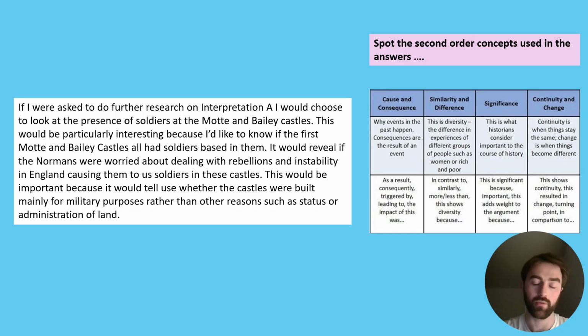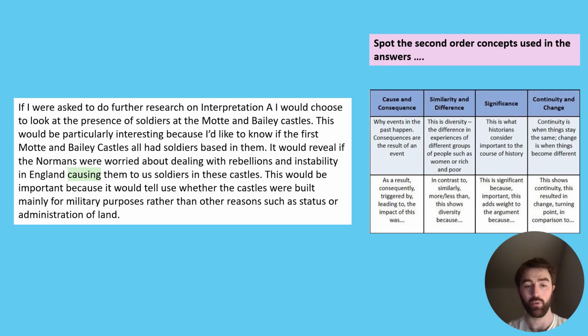If I were asked to do further research on interpretation A, I would choose to look at the presence of soldiers at the Motte Bailey castles. This would be particularly interesting because I'd like to know if the first Motte Bailey castles all had soldiers based in them. It would reveal if the Normans were worried about dealing with rebellions and instability in England, causing them to use soldiers in these castles. This would be important because it would tell us whether the castles were built mainly for military purposes rather than other reasons such as status or administration of land. So have a think about where the second order concepts are in there.